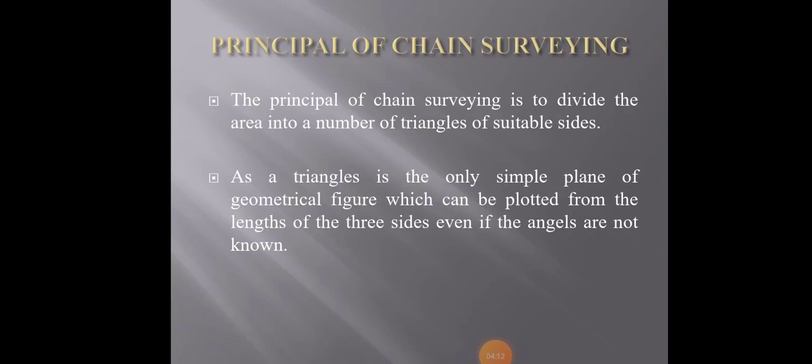In the first point, the principle of chain surveying is to divide the area into a number of triangles of suitable sides. The second point is that a triangle is the only simple plane geometrical figure which can be plotted from the lengths of the three sides even if the angles are not known.